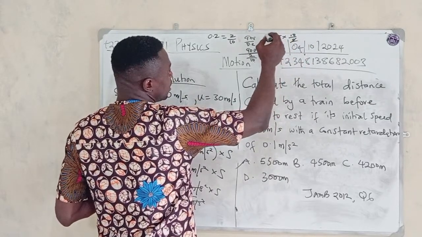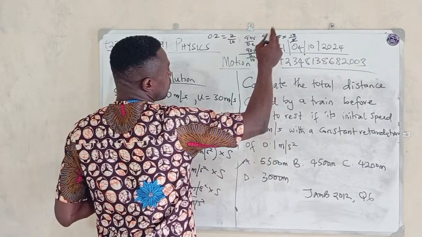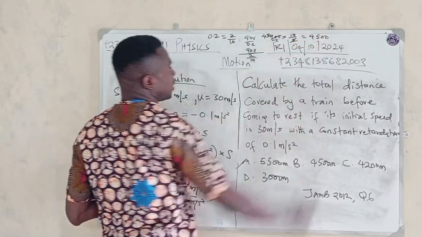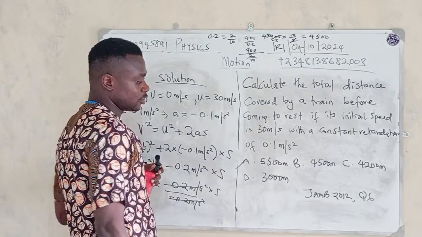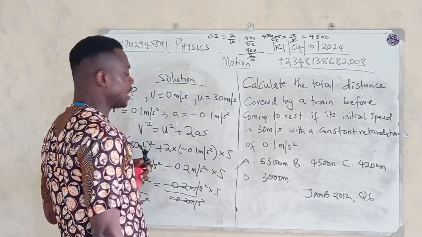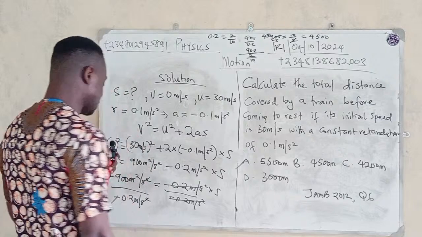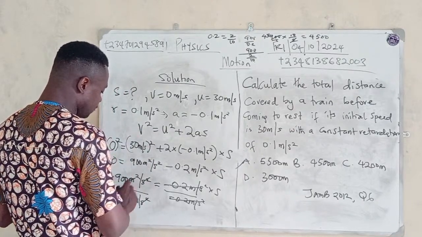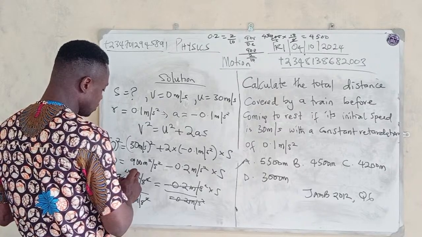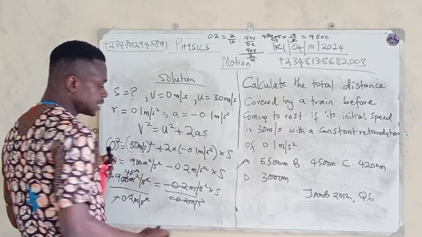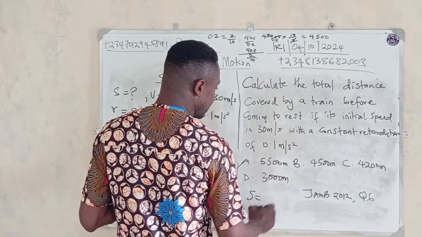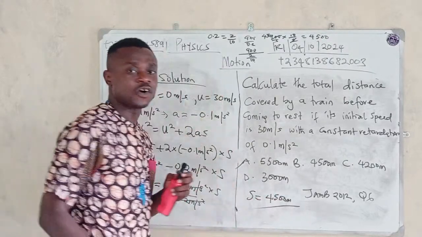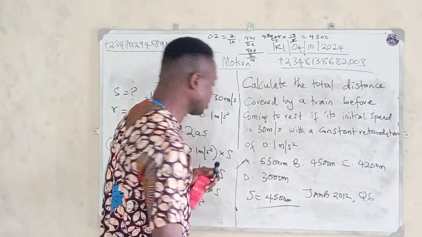2 divided into 900 is what? 450. 450 times 10 is what? 4,500. So if you divide 900 by 0.2, you have 4,500. So the total distance covered, S, is what? 4,500 meters. So let's look at the options.